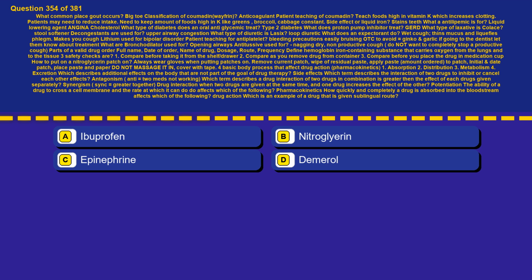Parts of a valid drug order: full name, date of order, name of drug, dosage, route, frequency. Define hemoglobin: iron-containing substance that carries oxygen from the lungs into the tissue.